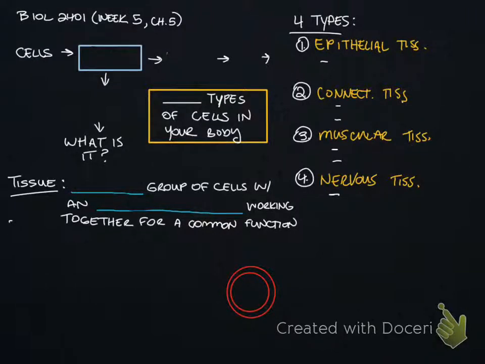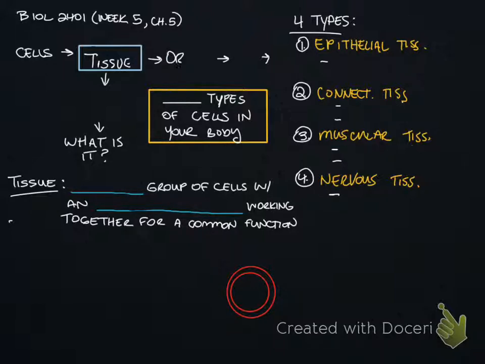So hi guys, this is the recording for chapter 5, the hand-drawn notes, and it goes over tissues, all the tissues in the body. So tissues is a level of organization, and its place is between cells and organs.